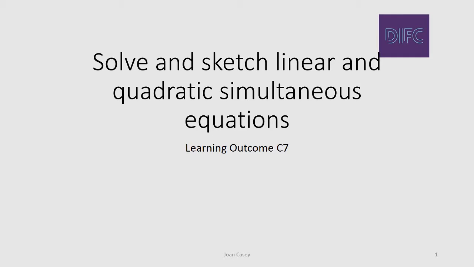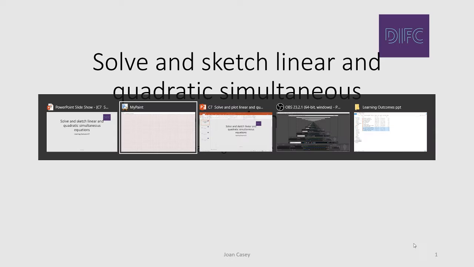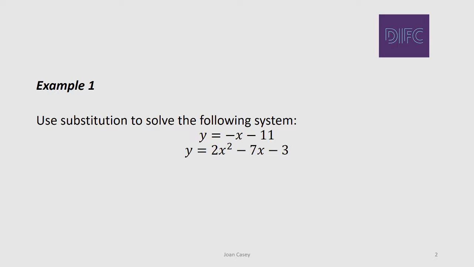Okay, in this video we'll look at solving and sketching some linear and quadratic simultaneous equations. And the first example we'll take a look at is: use substitution to solve the following system. y equals minus x minus 11 and the quadratic y equals 2x squared minus 7x minus 3.